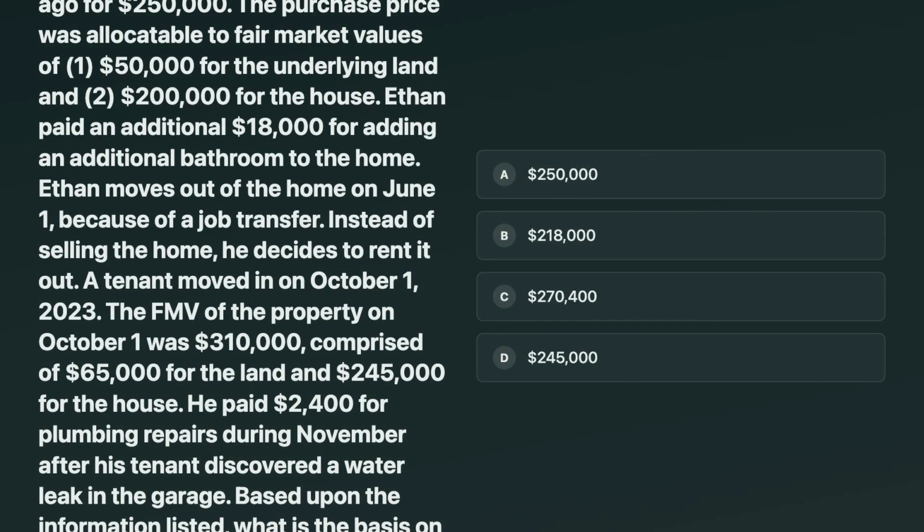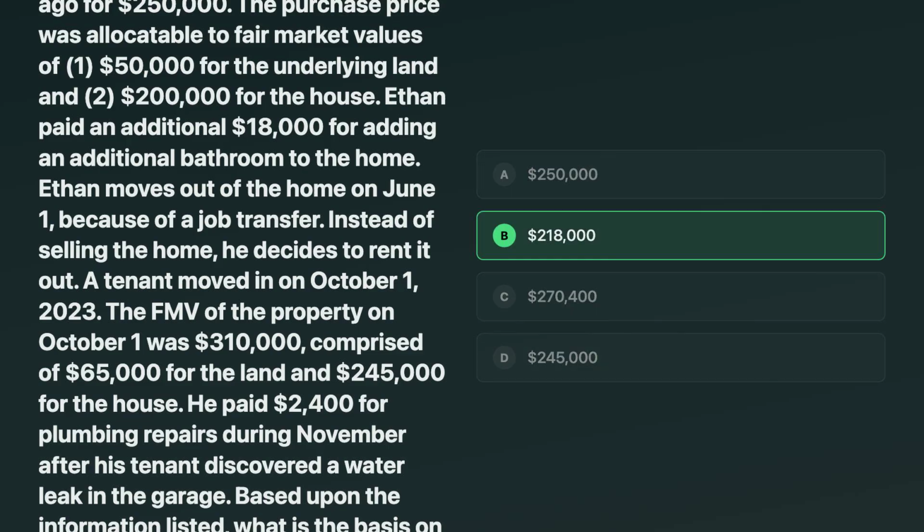Ethan bought a home for $250,000, allocated $50,000 to land and $200,000 to the house. He later added a bathroom for $18,000. He moves out and converts it to a rental when a tenant moves in on October 1st, 2023. On that date, FMV is $310,000, with $65,000 land and $245,000 house. He also paid $2,400 for plumbing repairs after renting it. What basis is used to calculate depreciation during the rental period? Think about it.